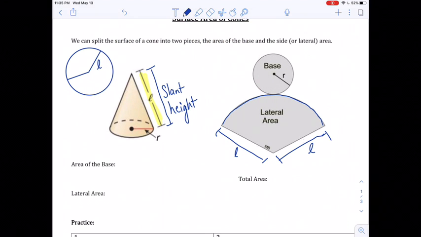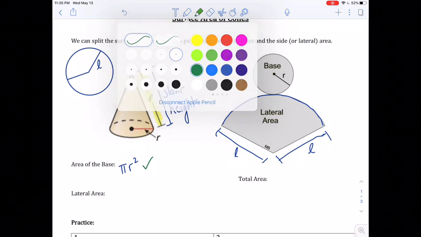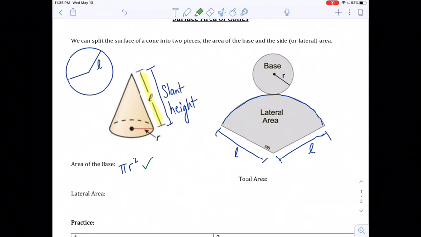So the area of the base, it's just a circle. So this base is just a circle. And we know the area of any circle is pi r squared. So we're done there. We can check that off the list. But we need to find the lateral area, the area of the side of the cone. So this is what we still need. This is done.